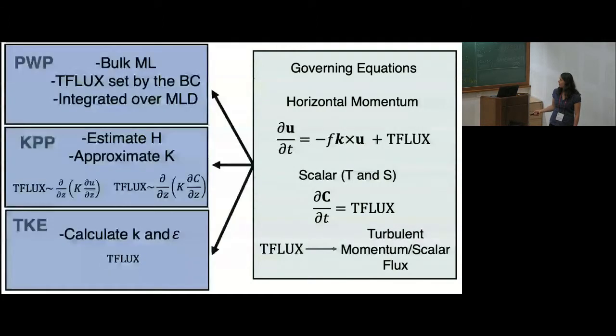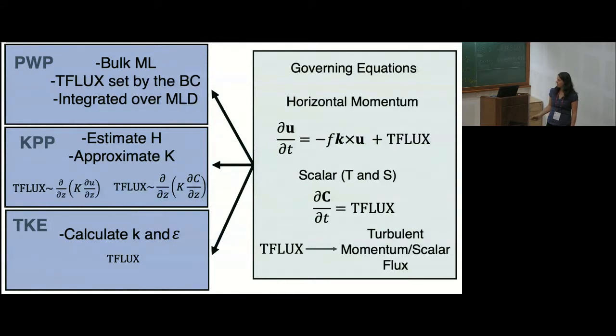So what are the ones that we're going to be talking about today? We're going to be going over the Price-Weller-Pinkel model, the PWP model. This is a bulk mixed layer model, so it treats everything in the mixed layer as just one, averaged out in temperature and momentum and salinity, and therefore this T flux term is going to be set at the boundaries. And then we're going to talk a little bit about KPP, the K-profile parameterization by Large et al.